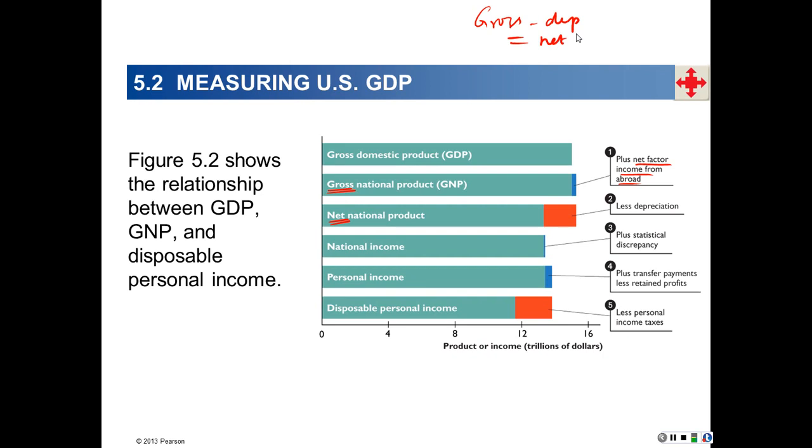I have a minute or two. Let me just quickly finish this. So that gives you net national product. If you add statistical discrepancy to net national product, you arrive at what's called national income. Right? And then from national income, you add transfer payments and you subtract retained profits. Now, what are transfer payments? Transfer payments are incomes received by households for which they have not worked.